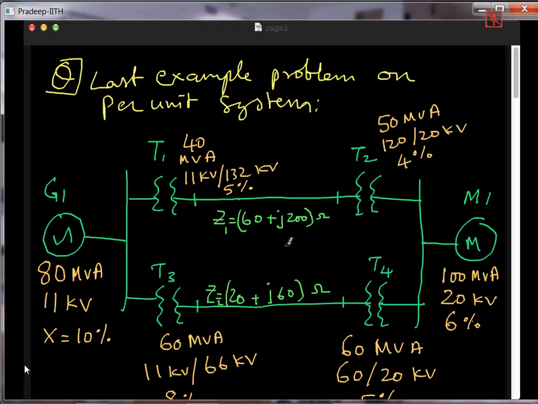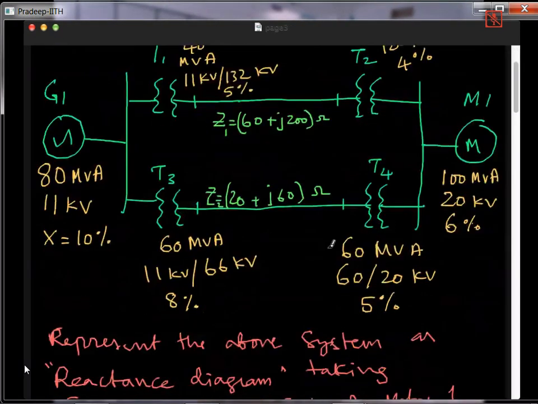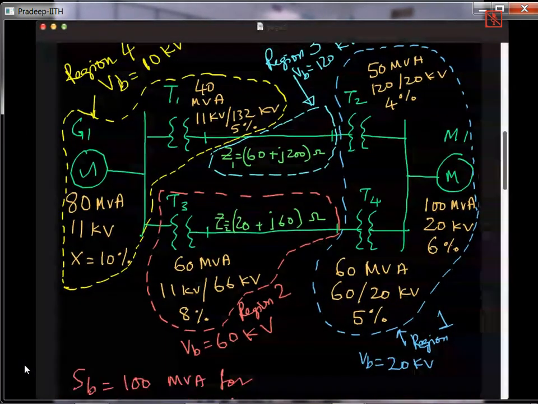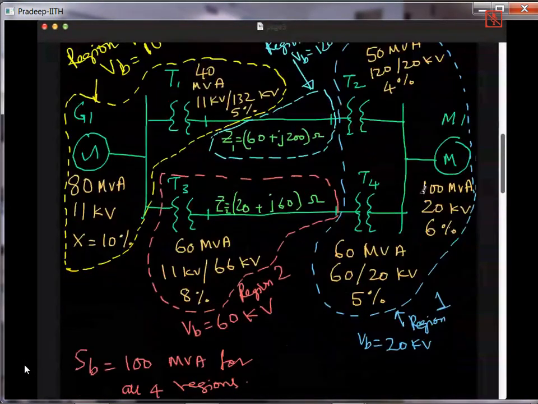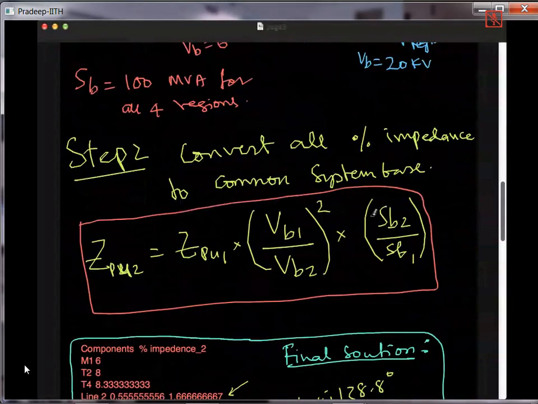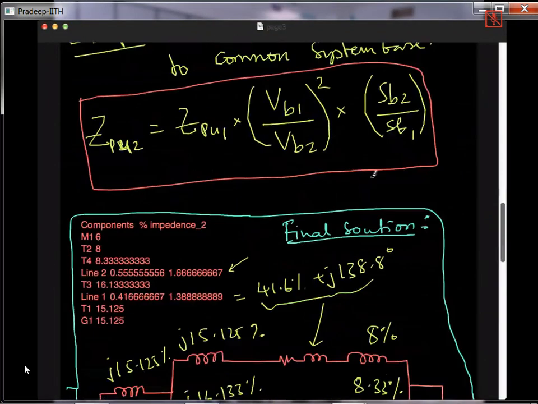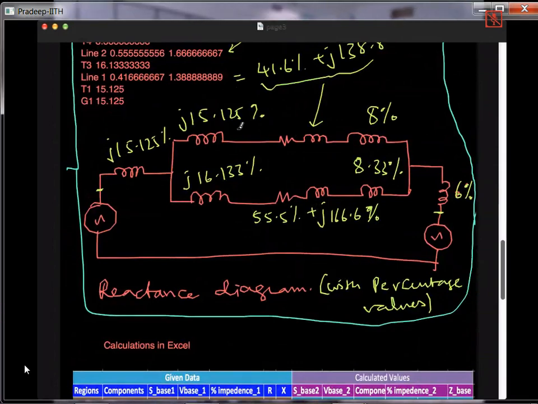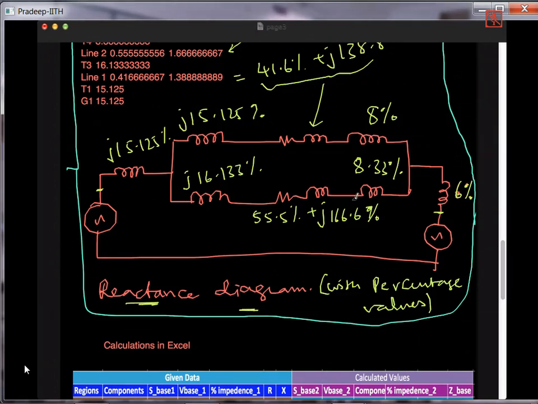After solving this per unit example, and I hope you had practiced this and worked out how to do it, we divided the network into regions. We have 4 regions for this. Once it was divided into regions, we converted the percentage impedance to the common impedance base. Finally, we got a circuit something like this, and we were calling it a reactance diagram.